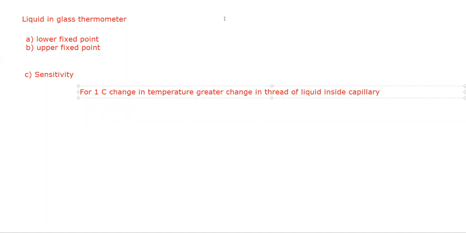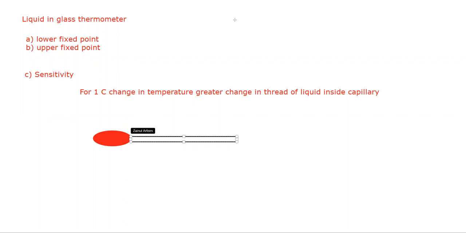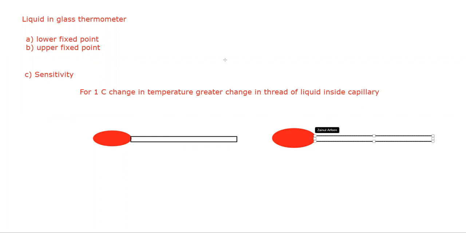So for 1 degree change in temperature, if there's a greater change in the thread of liquid inside the capillary, like you have two thermometers, thermometer A and thermometer B. And this is a 20 degree mark. Say the room temperature is 20 degrees, so both thermometers show 20 degrees centigrade. So this was the original position.